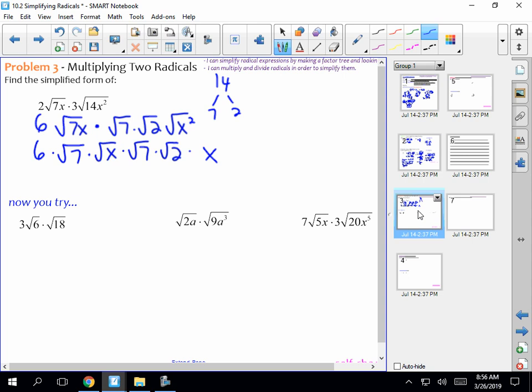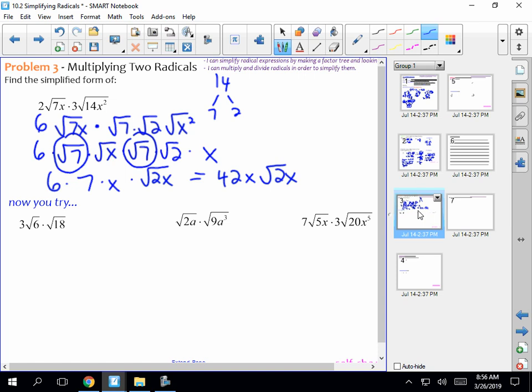What pairs do you see, or what pair do you see? There's one pair. Well, this doesn't count as a pair because they don't both have a square root over them. But 7 is a pair, so 7 will come out. I'll bring the x over here, and then I have the x and the 2 just left over. So my final answer is 42x square root of 2x. So 42x square root of 2x.